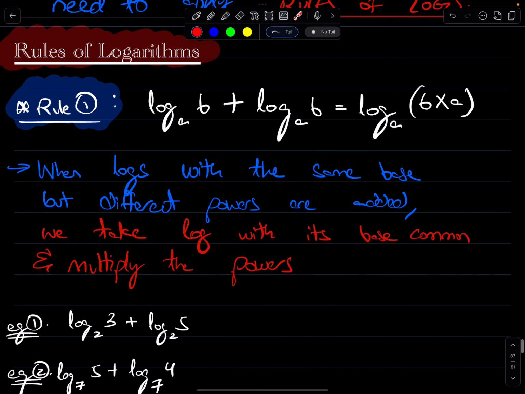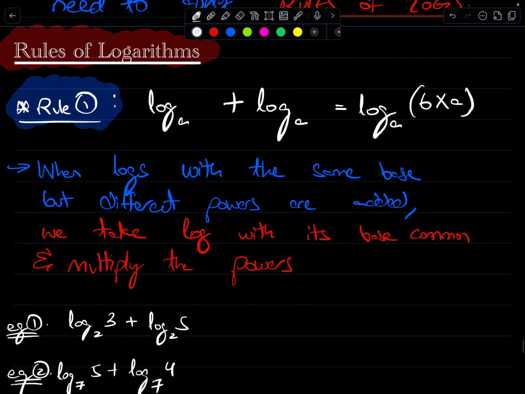So let's move on to the rules of logarithms. Log base a, wait, I made a mistake here. This should be b and this should be c.